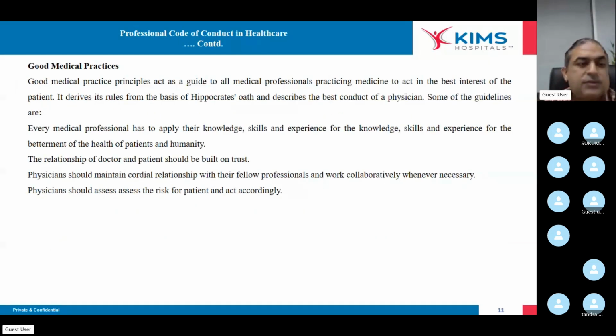The good medical practice principle acts as a guide to all medical professionals practicing medicine to act in the best interest of the patient. It derives its rules from the basis of Hippocrates' oath. Some of the guidelines are: every medical professional has to apply their knowledge, skills, and experience for the betterment of the health of patients and humanity. The relationship of doctor and patient should be built on trust. Physicians should maintain cordial relationships with their fellow professionals and work collaboratively whenever necessary. Physicians should assess the risk for the patient and act accordingly.